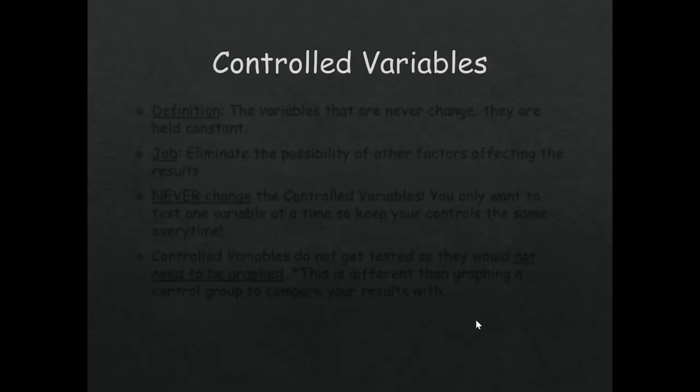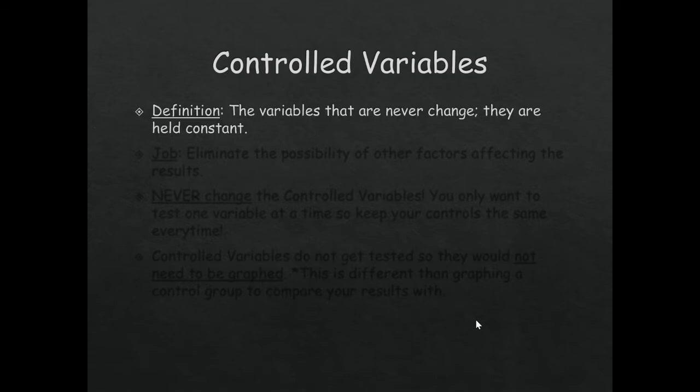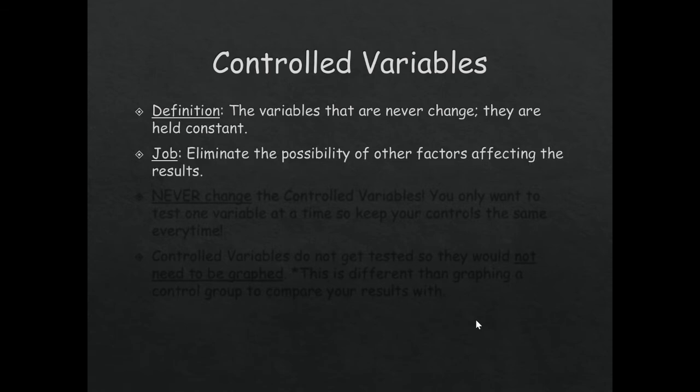The last set of variables that we talk about have to do with constant variables. These controlled variables are never changing. They're always held constant. So when you see the word constant and controlled variable, they mean one and the same. Now they have a job. It's that they eliminate the possibility of other factors affecting the results.